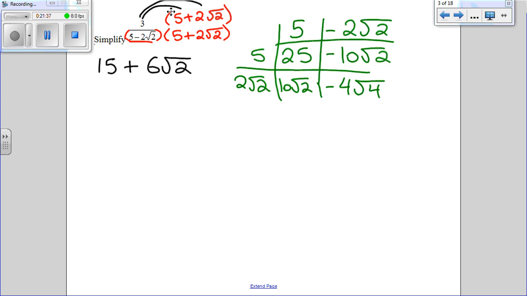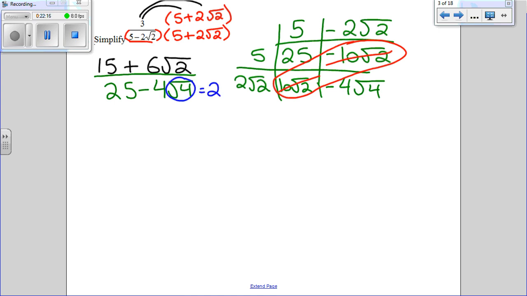In this case, you should recognize that 2 of your terms cancel out. Conjugates always do that, right? That's why conjugates work. The root 2's cancel each other out because they both have the same coefficient but opposite signs. That means what I'm left with is 25 minus 4 root 4. The root 4 can be simplified. The square root of 4 equals 2. 2 times negative 4 is 8.